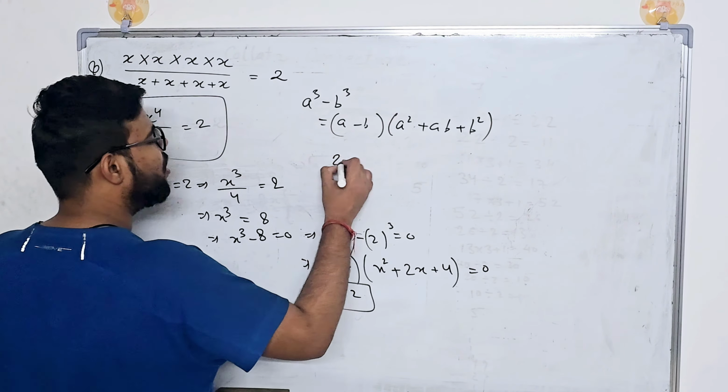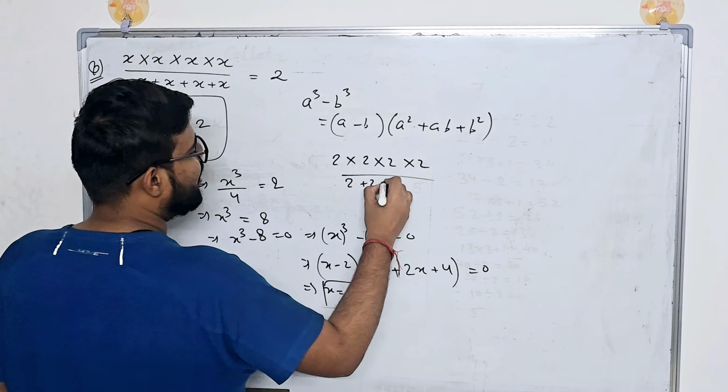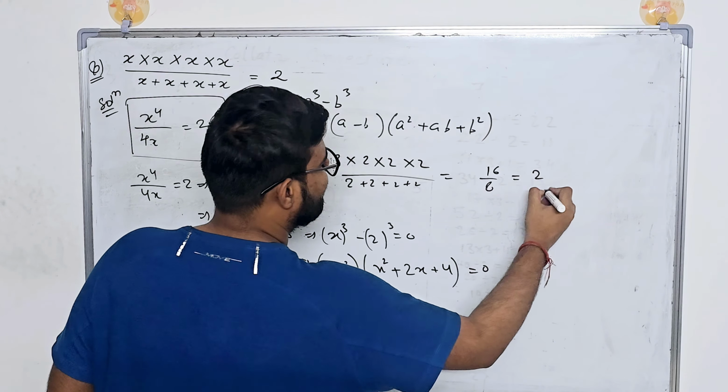And you can verify also. 2 into 2 into 2 into 2 by 2 plus 2 plus 2 plus 2, it is equal to 16 by 8, which is equal to 2.